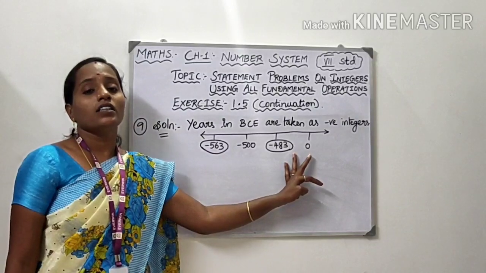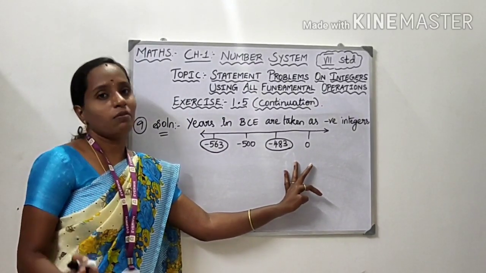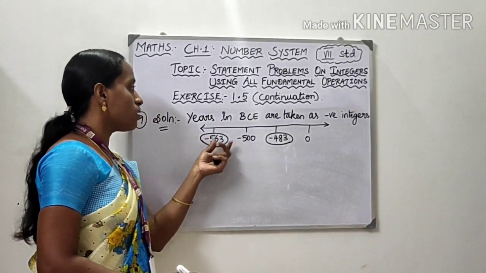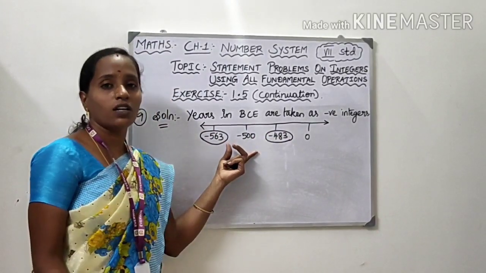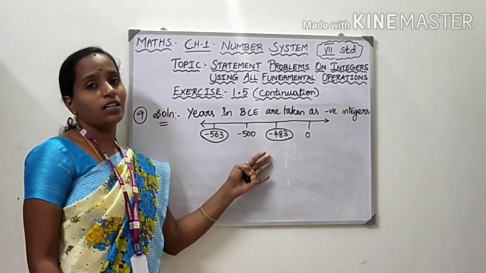Then they have asked us one question. Was he alive in 500 BC? Yes, of course. Because you can see very well minus 563 and minus 483. So in between, of course, 500 will come. So we can say that Buddha was alive in 500 BC.